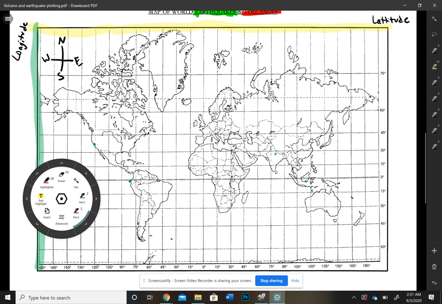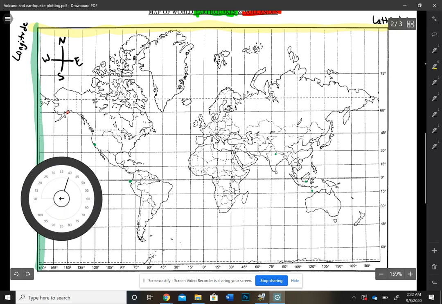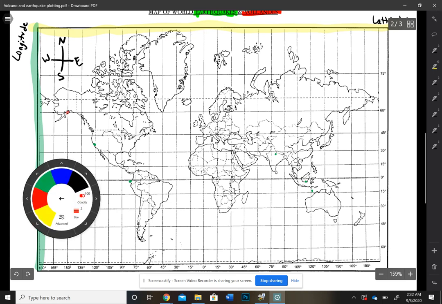All right, our first one on volcanoes is 60 north, 150 west. Okay, that's an easy one. That one's right on the lines. And I made sure to change my color to red. However, I didn't know that my opacity was not 100%. There we go.